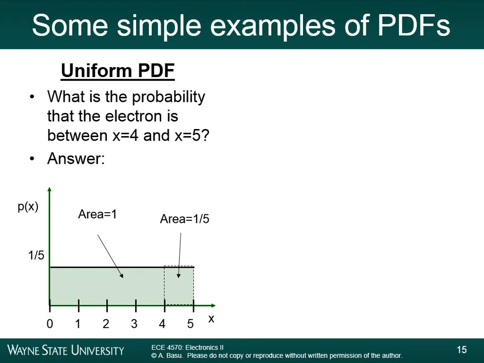Charges, yeah. If there's charges involved, like charges repel, opposite charges attract. So the existence of different charges and different electric fields can cause the electrons to be preferentially in one area versus another. But starting with the simplest example, a uniform probability density function would say that the electron can be anywhere.